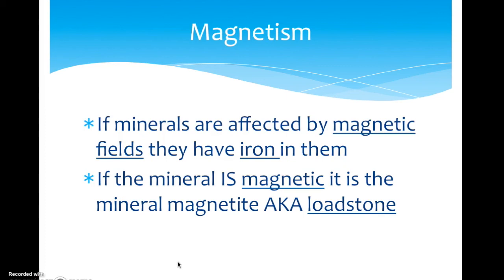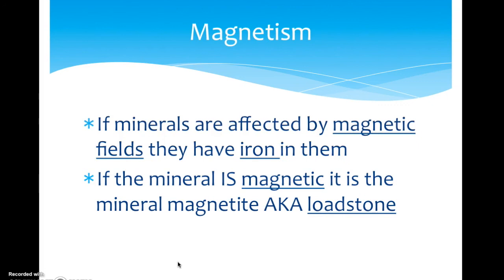Now, the last property we must talk about is magnetism. Basically, if you take a magnet to a mineral and it is attracted to it, that means that you've got some iron in there, which you might know already. But there actually is a mineral, one, that is a magnet. That's right, you have places where you can literally go around and pick up off the ground a natural magnet. And that mineral is called magnetite, which kind of makes sense.